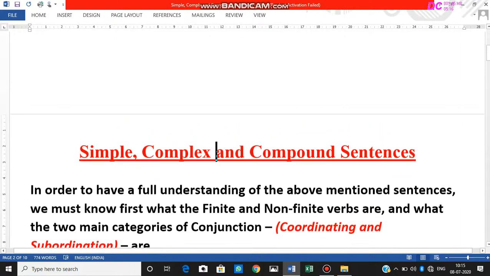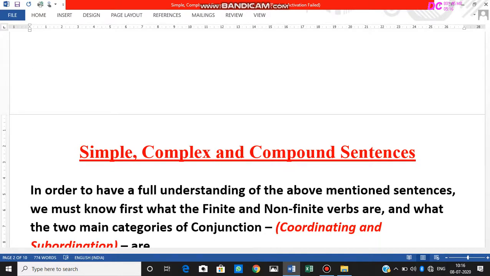My dear students, if you want to have a full understanding of these sentences, simple, complex, and compound, then we must first know what finite and non-finite verbs are, and what the two main categories of conjunction, coordinating and subordinating conjunctions, are.